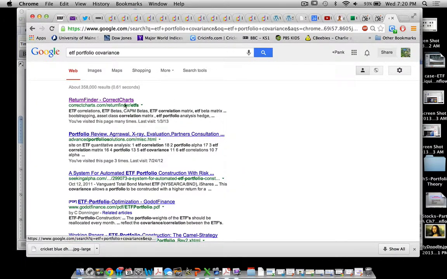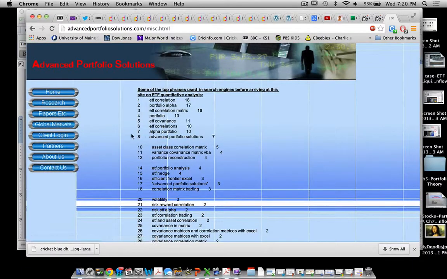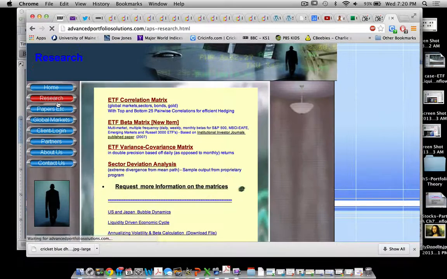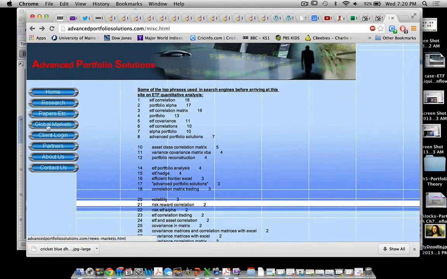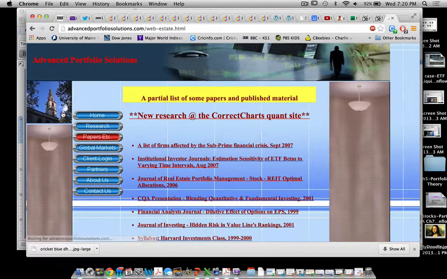The ETF portfolio covariance, both of these are my sites. Correct Charts and advancedportfoliosolutions.com. This I created in 2004. I don't maintain it. Oh, it redirects to that. I don't like that anymore.